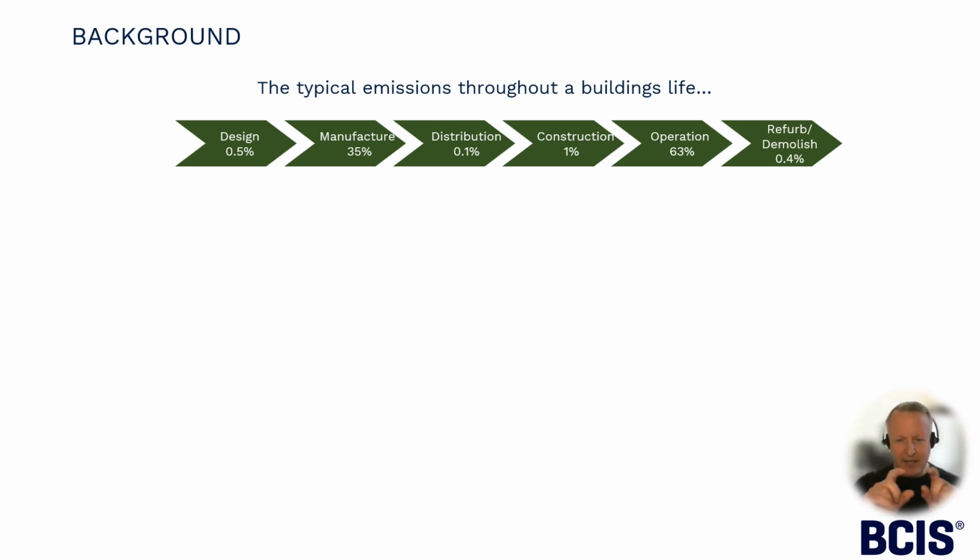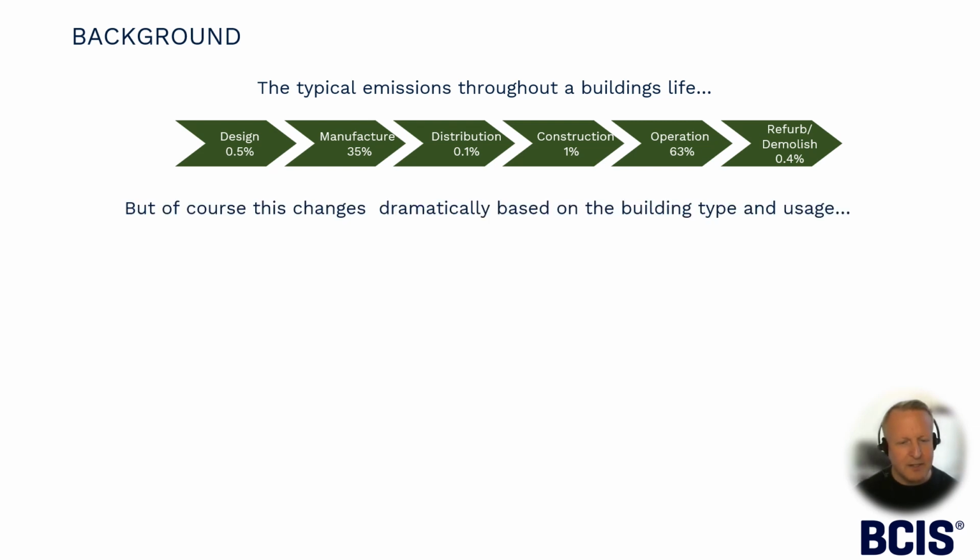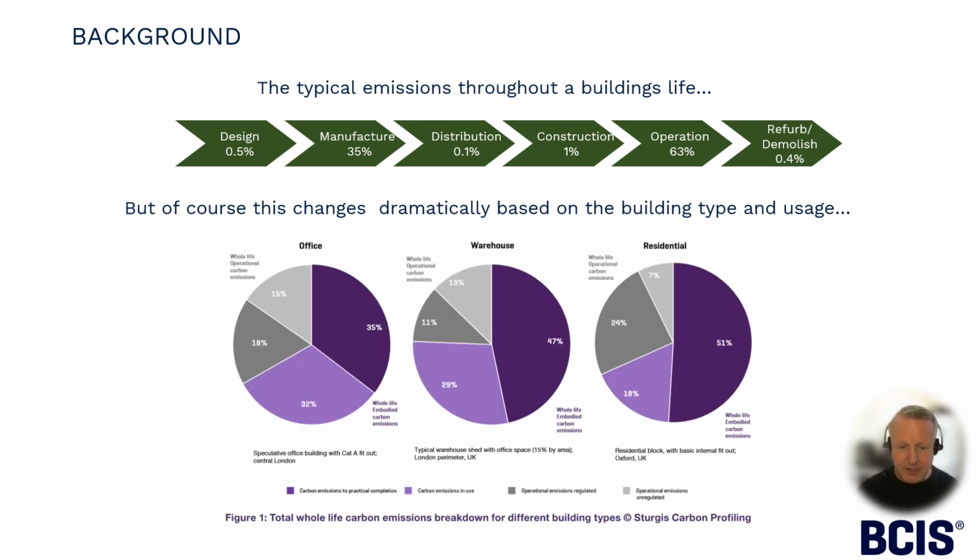Now, they're sort of rules of thumb. I think the important thing to realise is that depending on the building type and the usage, those things can vary quite a bit. Now, this was provided by Sturgis Carbon Profiling, used in the RICS professional statement, and this shows three different building types, where you've got an office, a warehouse, and some residential, and you'll see that those proportions are changing quite a lot.